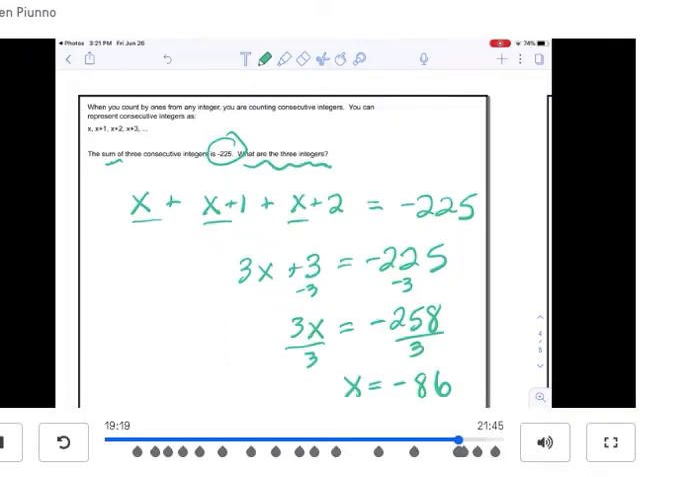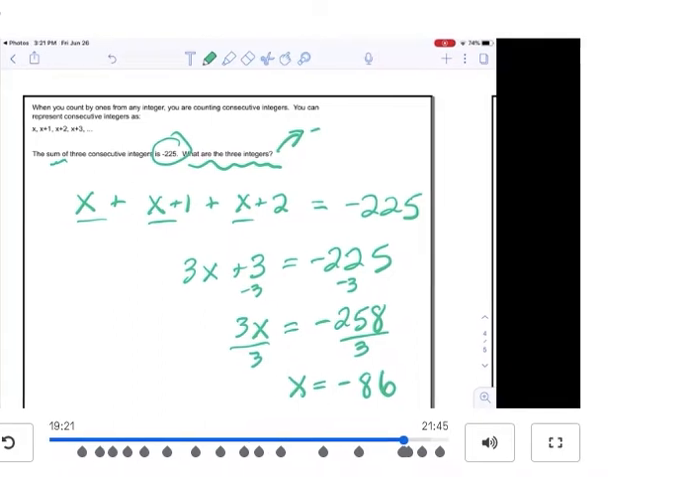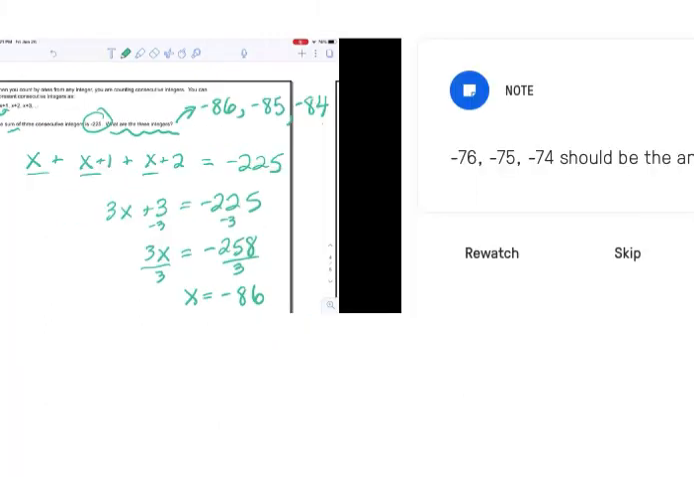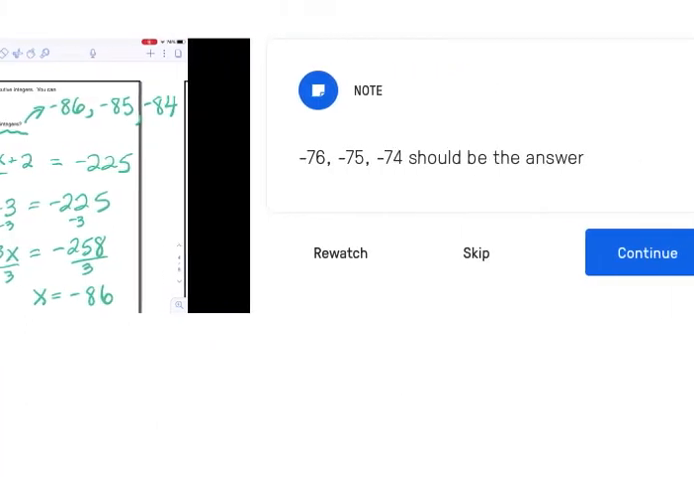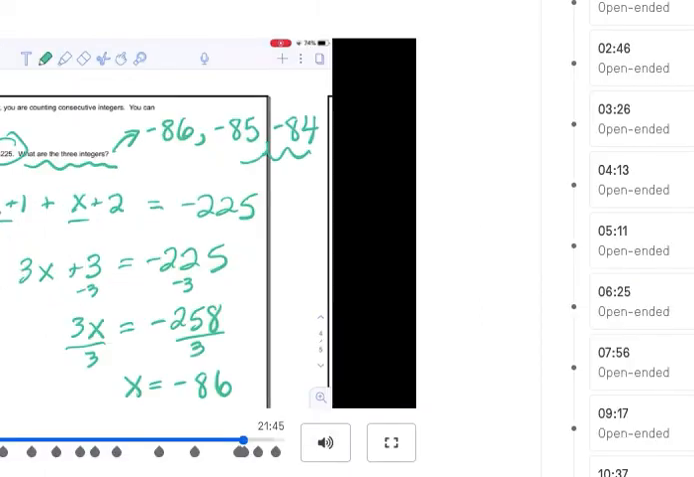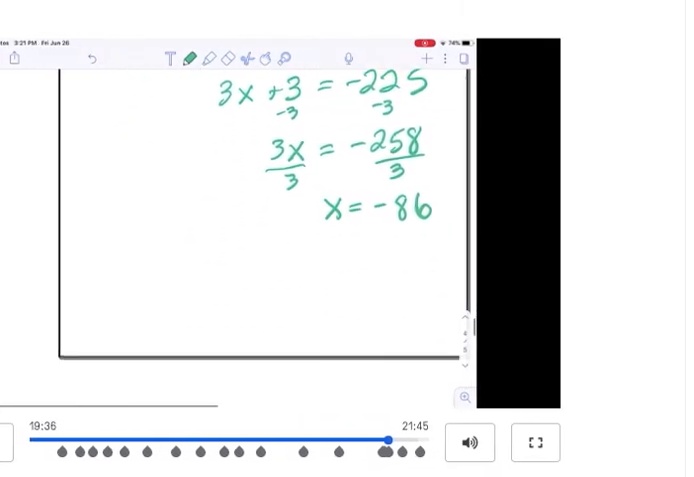It says, what are the three integers? So x is negative 76. But remember, we have to add 1 to get the next one. If you add 1, that's negative 75, because you're getting closer and closer to 0. Add another 1, negative 74. So that should be the answer. Negative 76, negative 75, negative 74. Those are your three numbers.